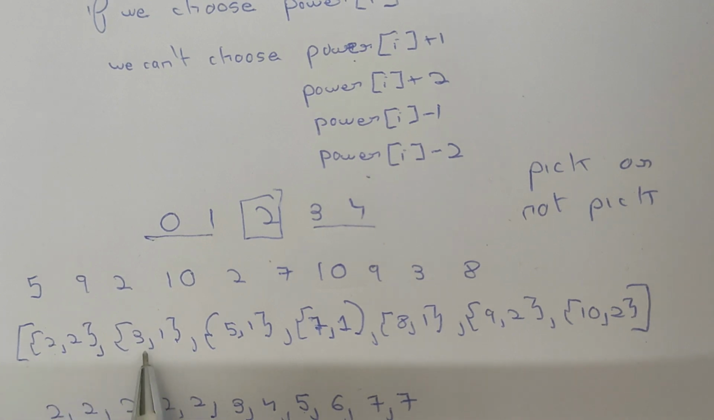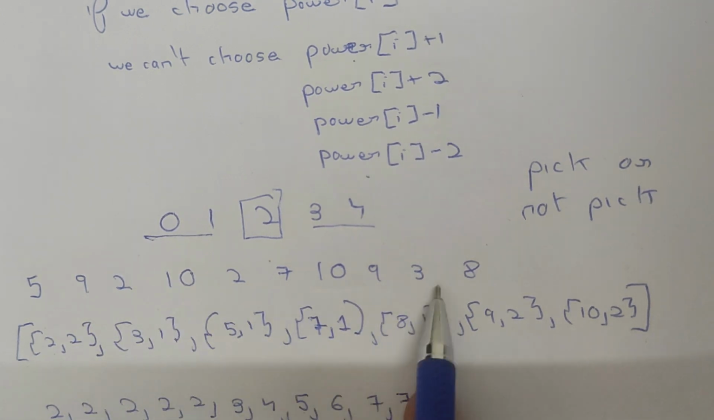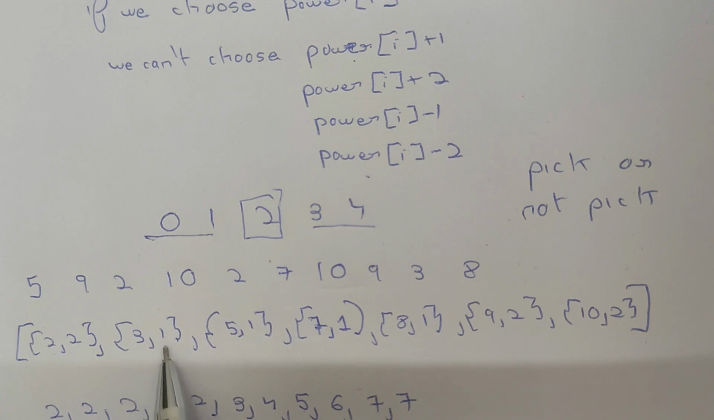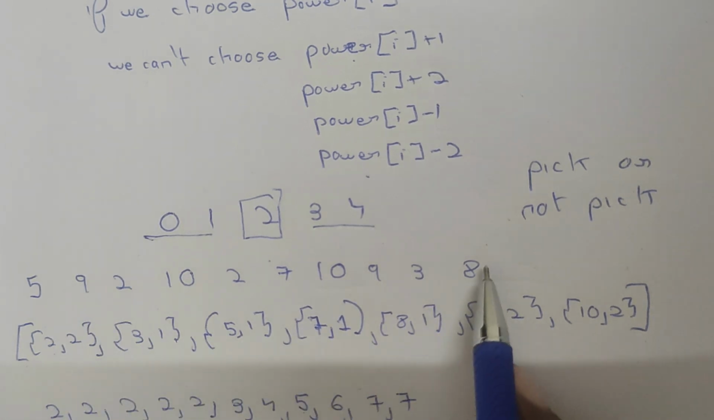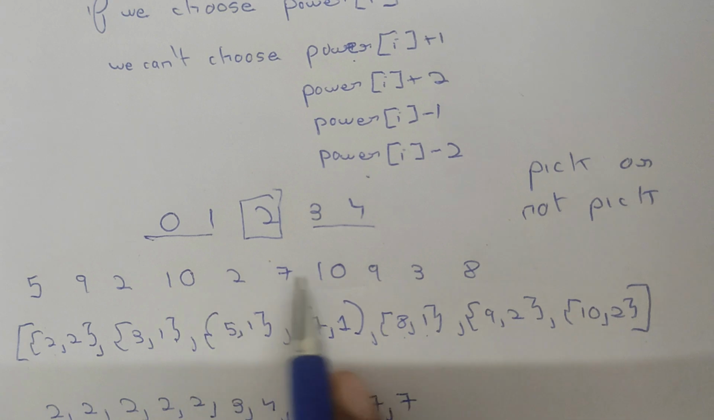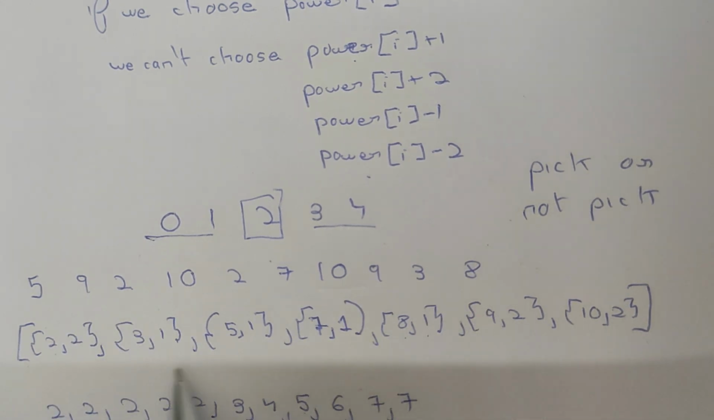And the second pair is 3, 1. So 3 occurs 1 time. And 5, 1: 5 occurs 1 time in this array. And 7, 1: 7 occurs 1 time. And 8, 1: 8 occurs 1 time. 9, 2: 9 occurs 2 times in this array. And 10, 2: 10 occurs 2 times. That's why I wrote it in this format. I thought if I write like this, it will be easier.